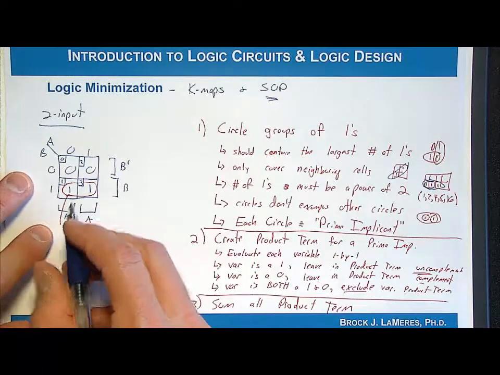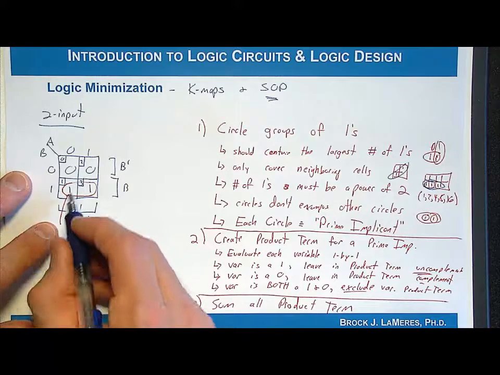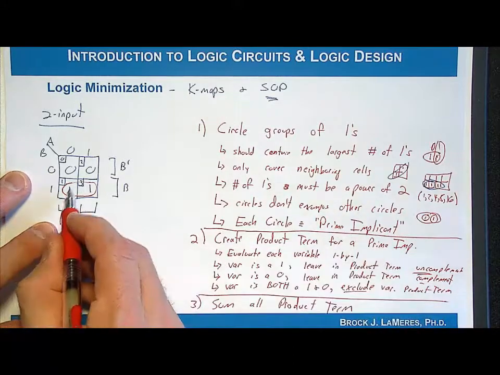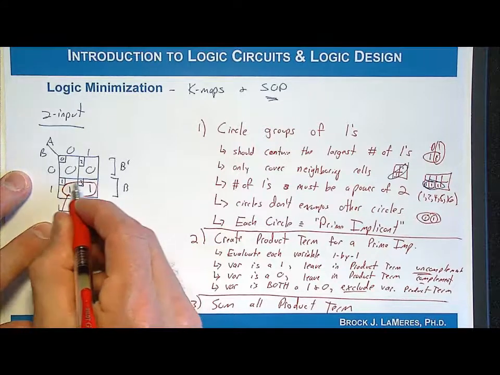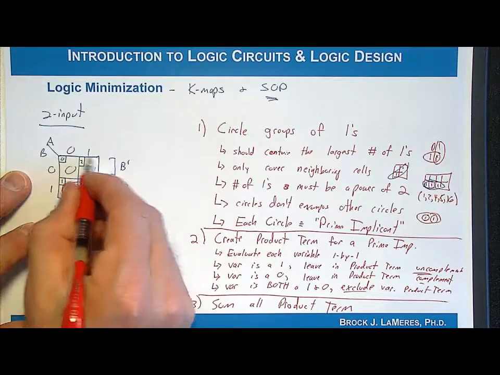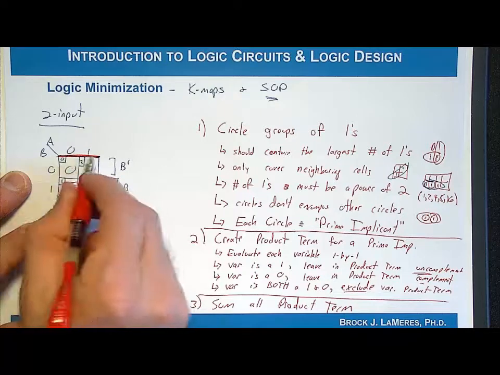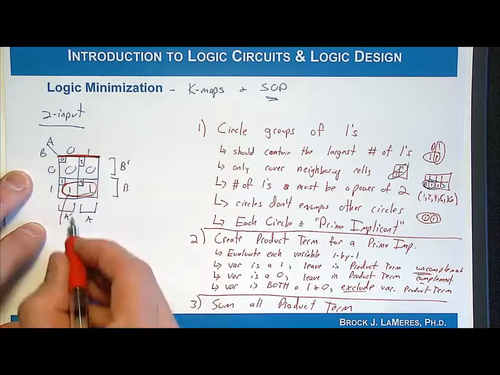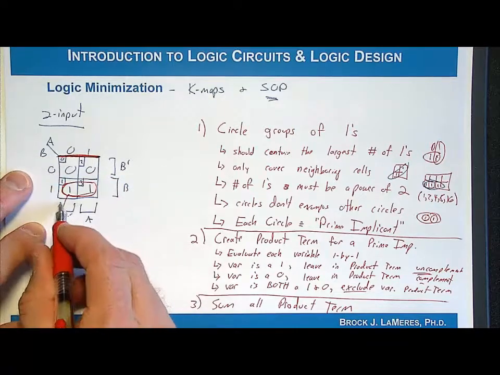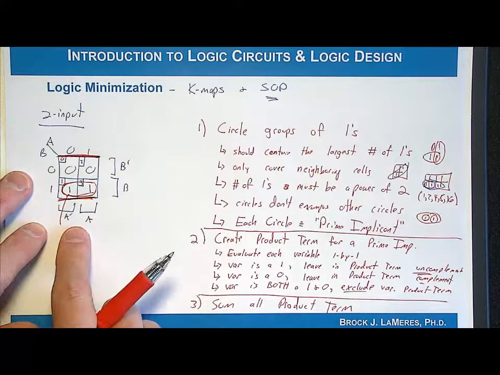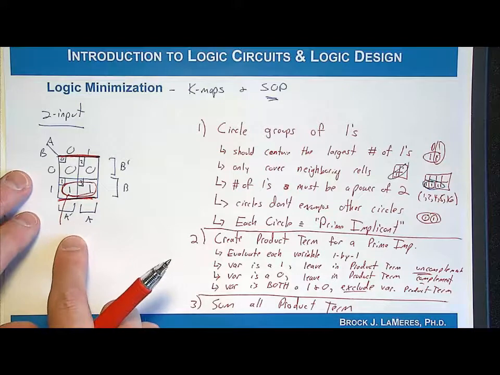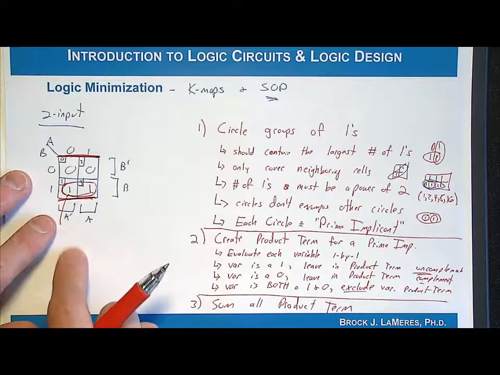There's two variables. So let's start with A. This circle covers a region where A is both a 0 and a 1. What I mean by that is that the circle covers these two columns. So it covers this region where A is both a 0 and a 1. You can see that that corresponds to the region where A is both A and A naught. So what I can immediately do is exclude A from the product term. So I've gotten rid of A. A has no impact on the circuit.